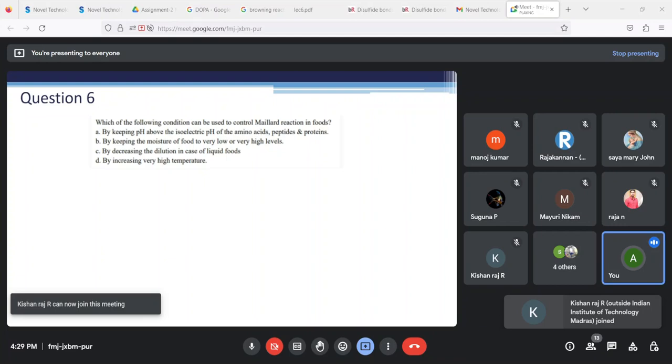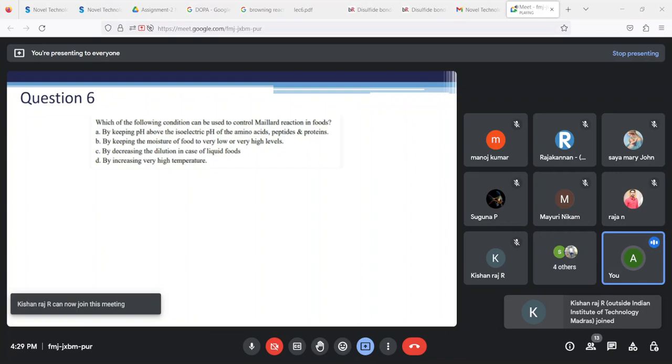Have you heard of Maillard reaction? Non-enzymatic browning. Yeah, so Maillard reaction comes under non-enzymatic browning. And how does that happen? Ma'am, the reaction between amine group from proteins and aldehyde from carbohydrate will take place.